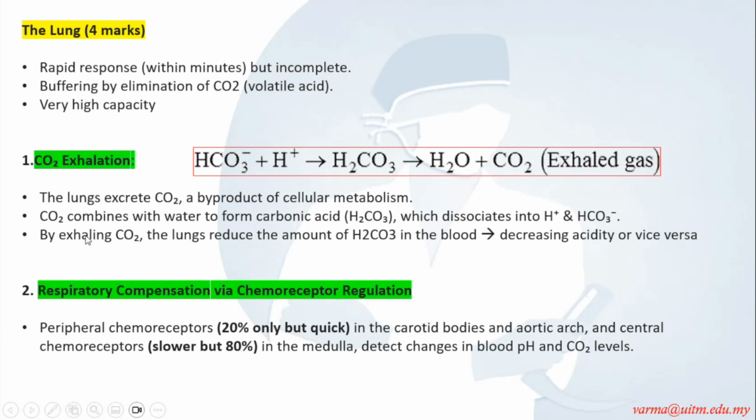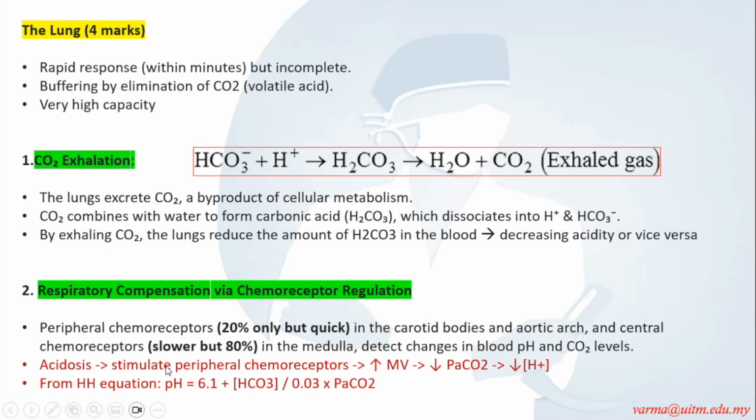We have chemoreceptors, peripheral and central chemoreceptors. For regulation of your respiration, the main bulk comes from your central chemoreceptors, but the central chemoreceptors are slow. Peripheral chemoreceptors only account for 20%, but their response is quick. They are located in the carotid bodies and aortic arch, and central chemoreceptors in the medulla account for 80%, but are comparatively slower.